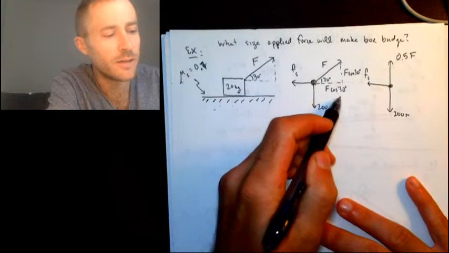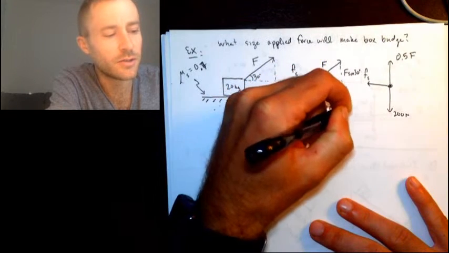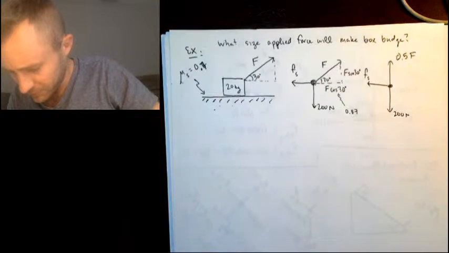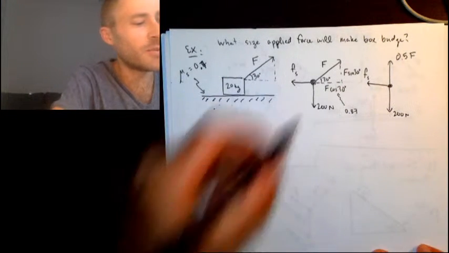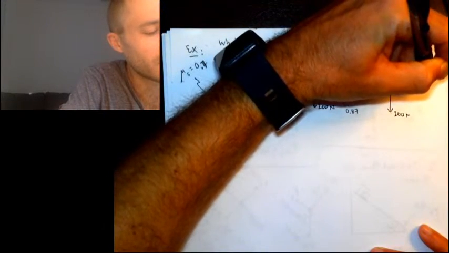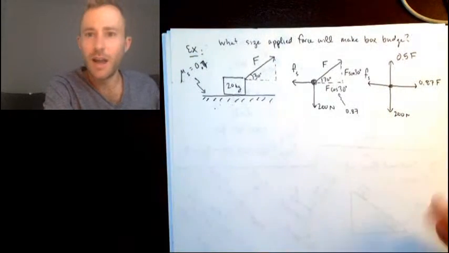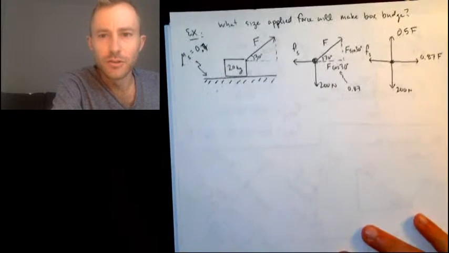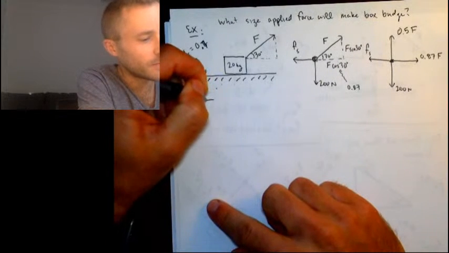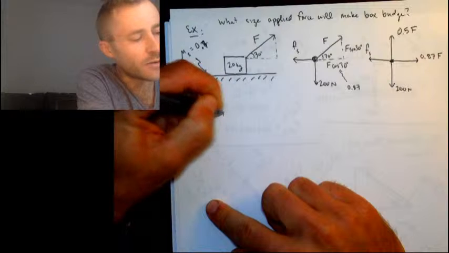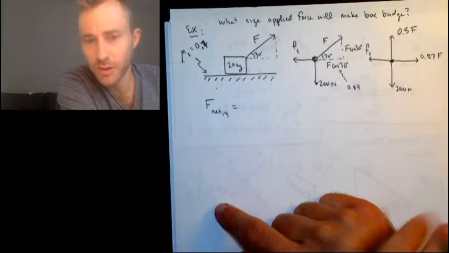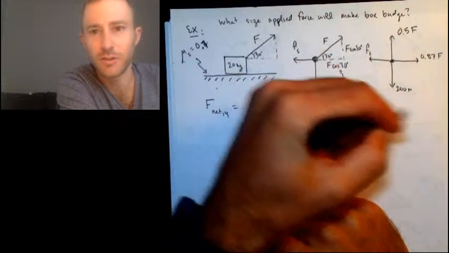The cosine of 30 is 0.87, I think it is. Let me double check. Yeah. So that means that the rightward force is 0.87 F. So again, F is a variable. So who can tell me what is the net force in the y direction? Or give me an expression for the net force in the y direction based on this free body diagram.